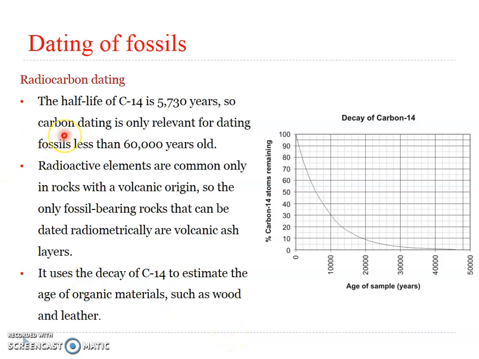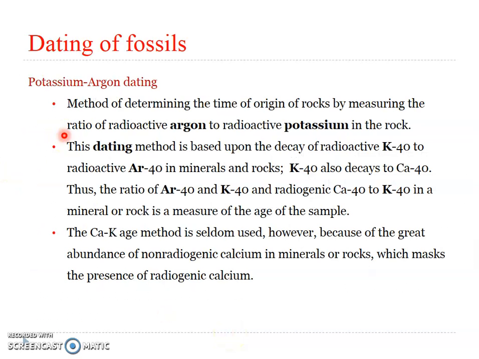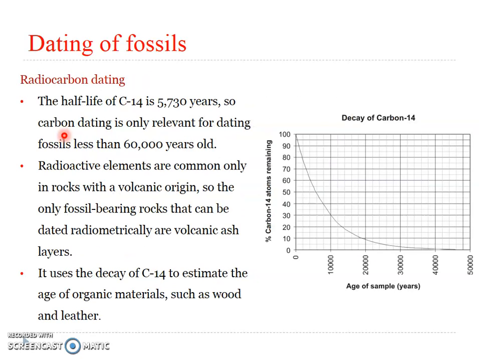We will see two examples here. One is radioactive carbon dating, another is potassium-argon dating. It is already known that the half-life of carbon 14 is 5,730 years. Carbon dating is only relevant for dating fossils less than 60,000 years old. If carbon 14 is present in an object, it decays to half the amount in 5,730 years. So we can use carbon 14 for dating only objects up to 60,000 years old.